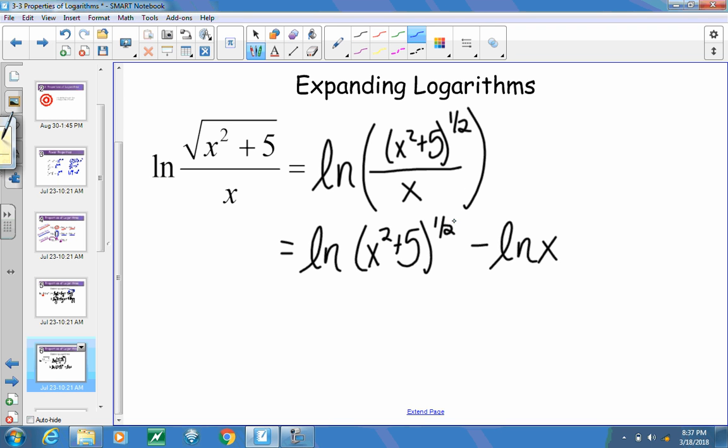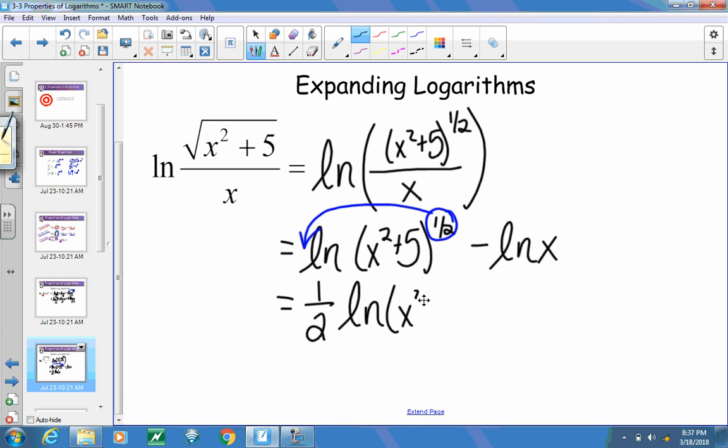I can go one step further here because I've got a power, and I can use the power property, bring that out in front, and give this 1/2 times the natural log of x squared plus 5 minus the natural log of x. And that's how I'm going to leave it.